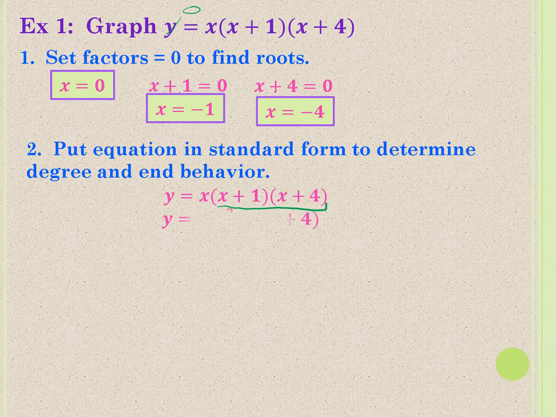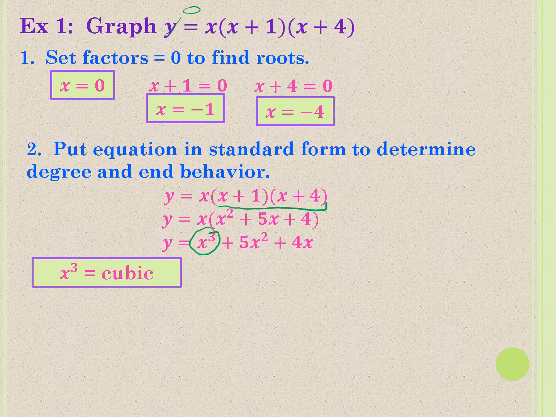So when I multiply those 2 binomials together, I get x times (x squared plus 5x plus 4). Then I distribute the x to everything inside. And I end up with x cubed plus 5x squared plus 4x. So now this guy is in standard form. So our leading term is x cubed. Now, because this is x cubed, I first of all know it's going to be a cubic equation. X cubed, my highest power is 3, so it's going to be a cubic function.